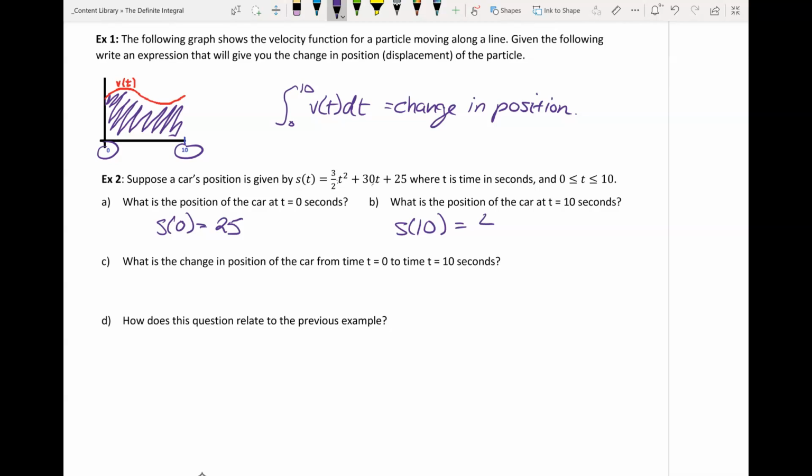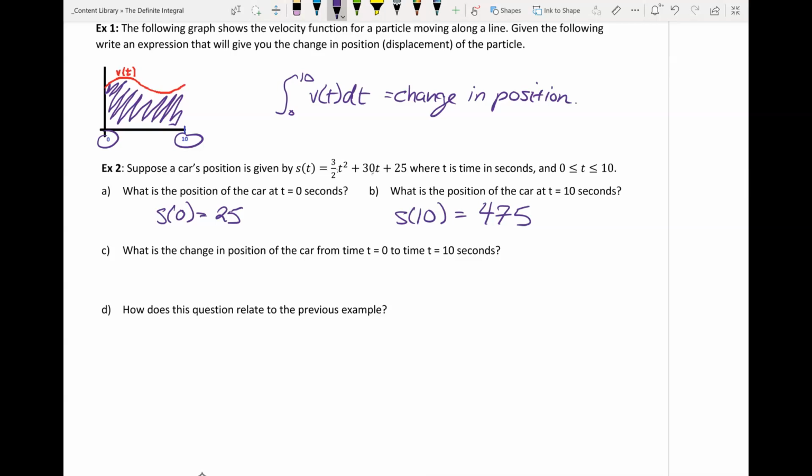You should get 475. If you want to find the change of position, we're just going to subtract s of 0 from s of 10, because this is your last position minus your very beginning position. And that's 450.